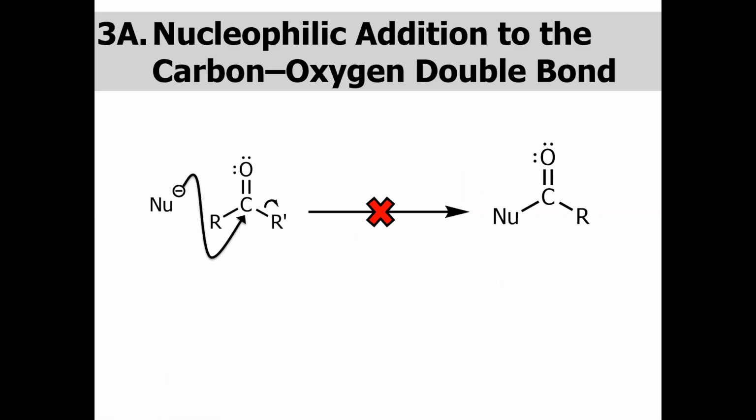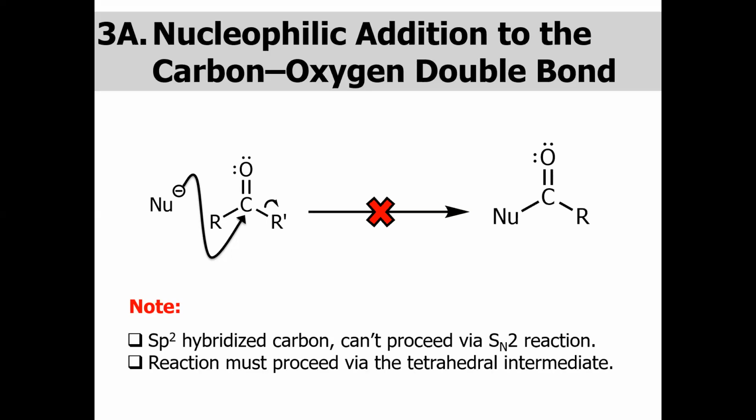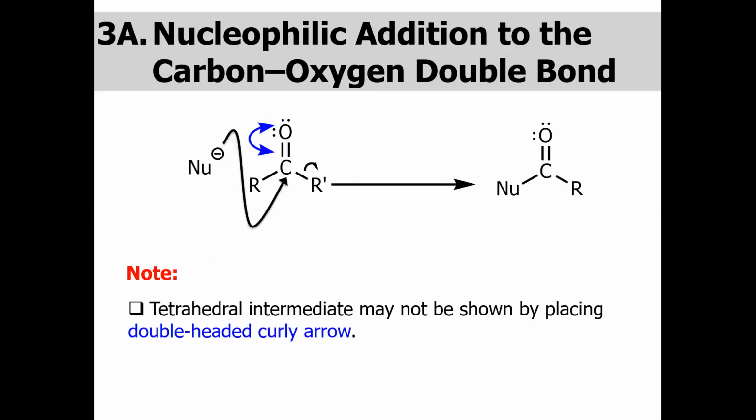Keep in mind, directly when a nucleophile attacks the carbonyl center, it is not possible to eliminate this alkyl group, because the nucleophile cannot attack the carbonyl carbon in an SN2 manner. Because the carbonyl carbon is sp2 hybridized, it cannot proceed via an SN2 reaction. The reaction must proceed via the tetrahedral intermediate. In some cases, what we do is draw double-headed curly arrows, to save time by not writing the tetrahedral intermediate, and then we write the product.